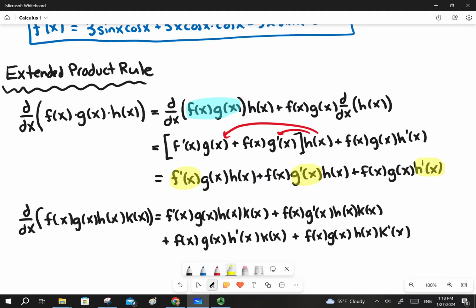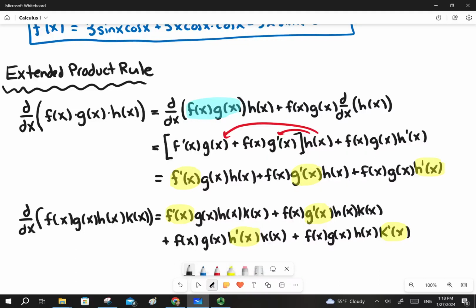So for any derivative of a product, no matter how many factors there are, you always take the derivative of exactly one of the factors each time. And however many factors you started with, that's how many terms you're going to end up with. So this could be a huge time saver.